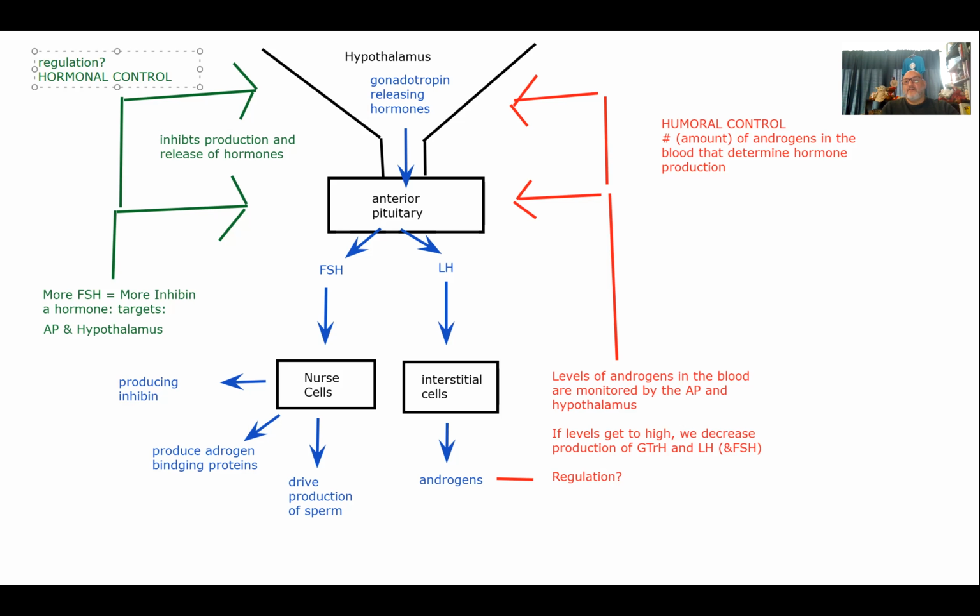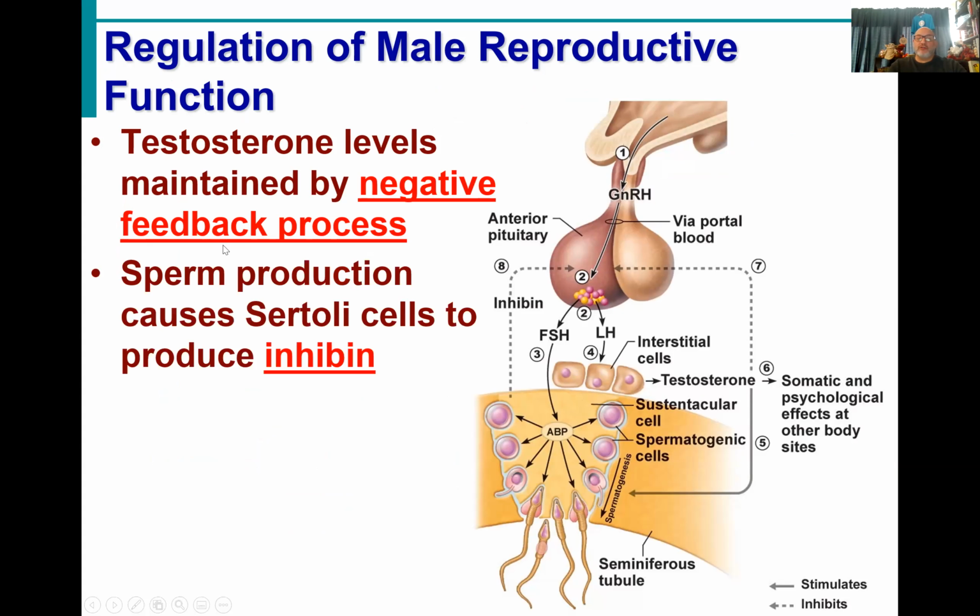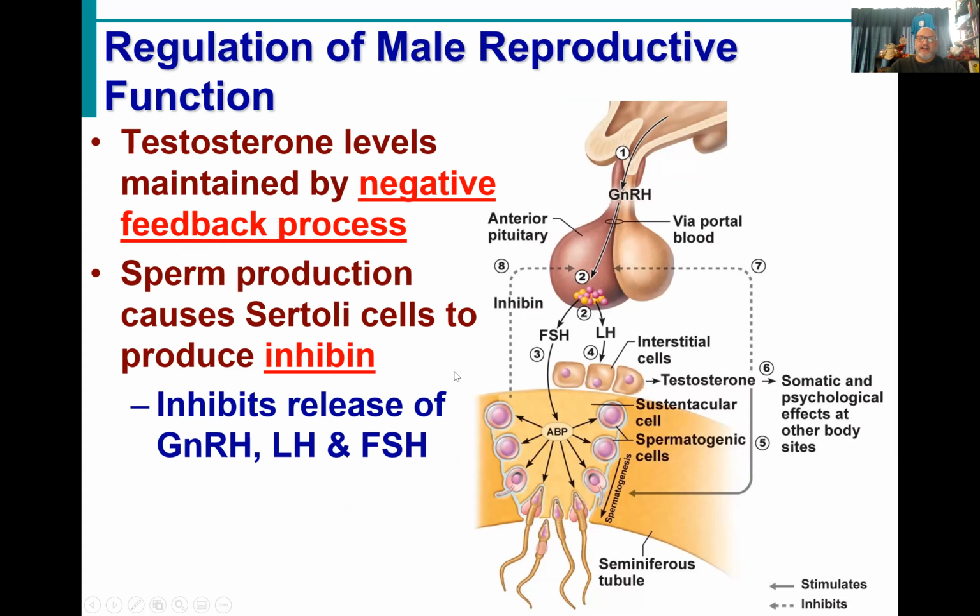I'll give you a hint. Females aren't, but males are. Right? So again, it's a negative feedback process, the more there is, but really it's providing that humoral control. Whereas inhibin is providing that hormonal control.